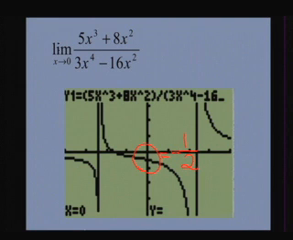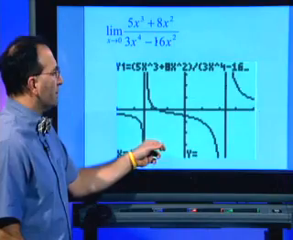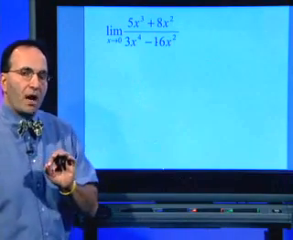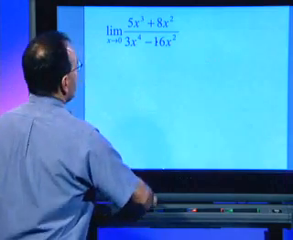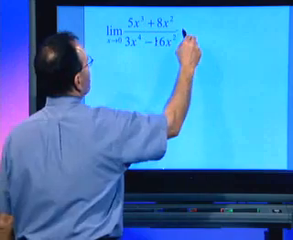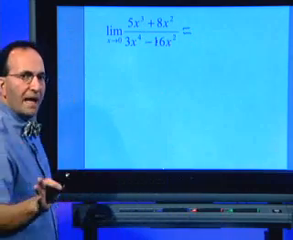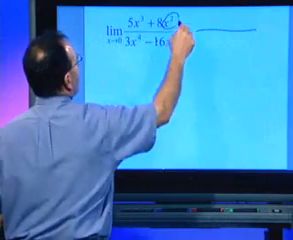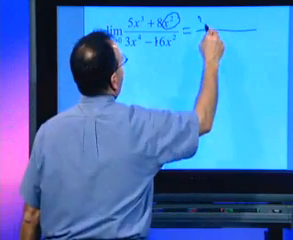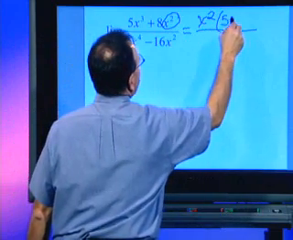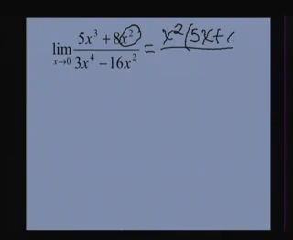And the question will be now, what happens when we look at this algebraically? So let me switch to here, and let's work with this problem to see. So the first thing I can do here is to factor both the top and the bottom. That is to say, I can factor out an x squared on the top, and that's going to leave me 5x plus 8.